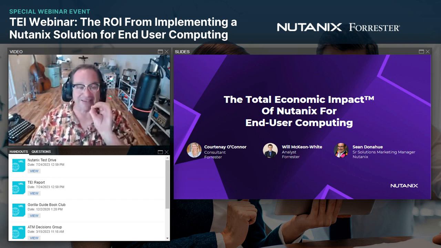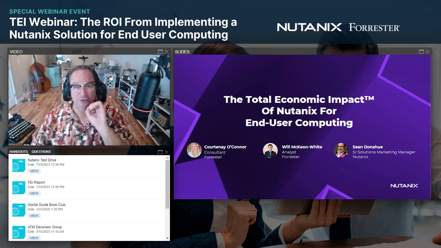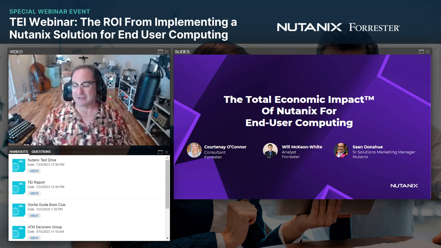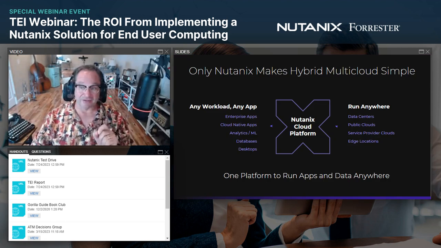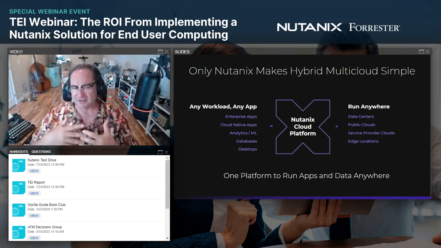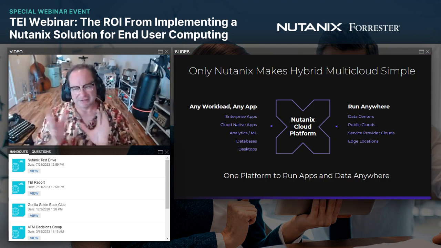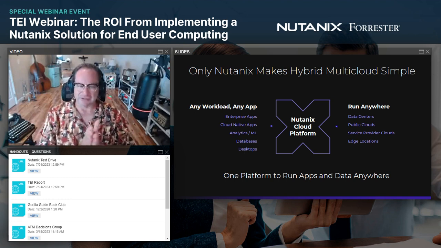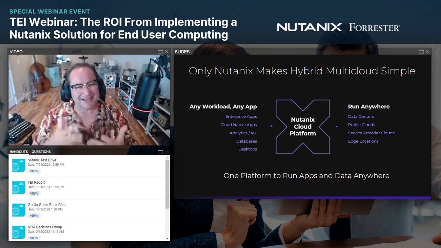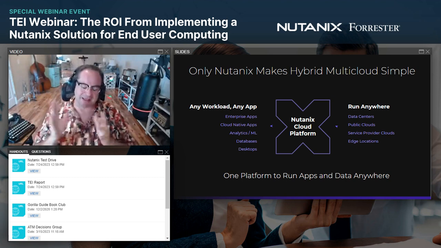And of course, this is the Total Economic Impact, or TEI, of Nutanix for End User Compute, or EUC. And if you thought the title was exciting and gripping, just wait until we get into the content. But I want to start with a little bit about Nutanix, because this is about the TEI of Nutanix and EUC.